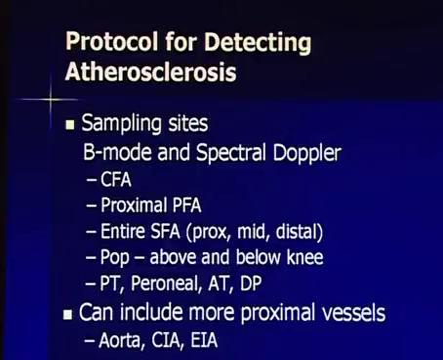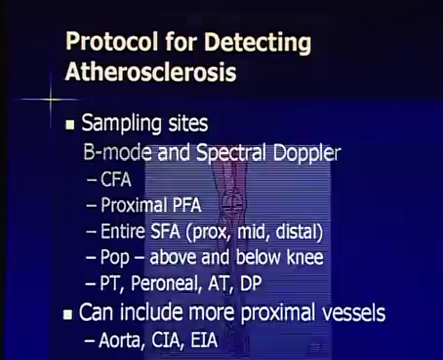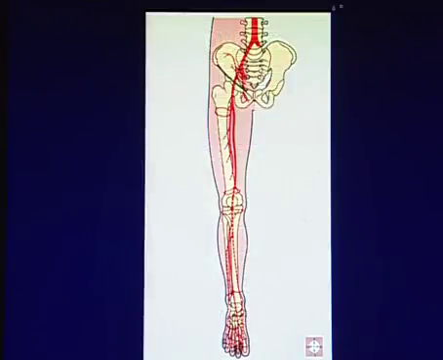Once we're through the common femoral artery, we'll also include imaging of the profunda femoral artery, the entire length of the superficial femoral artery, the popliteal artery both above and below the knee space, the posterior tibial, anterior tibial, peroneal, and dorsalis pedis arteries as well. In this figure, we see the arterial anatomy of the lower extremity.